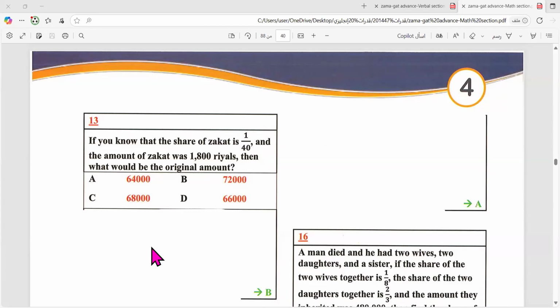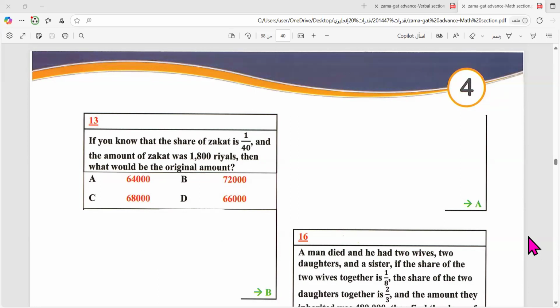Hi everyone. Now we will complete the percentage and ratio unit 4. Question number 13. Yalla Yasmin, read. If you know that the share of zakat is 1/40 and the amount of zakat is 1,800 riyals, then what would be the original amount?